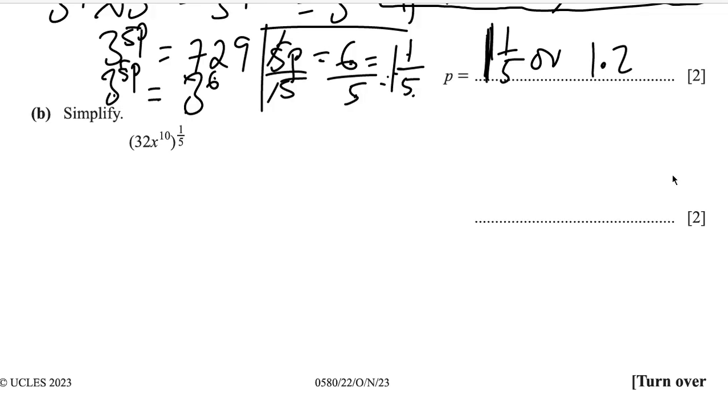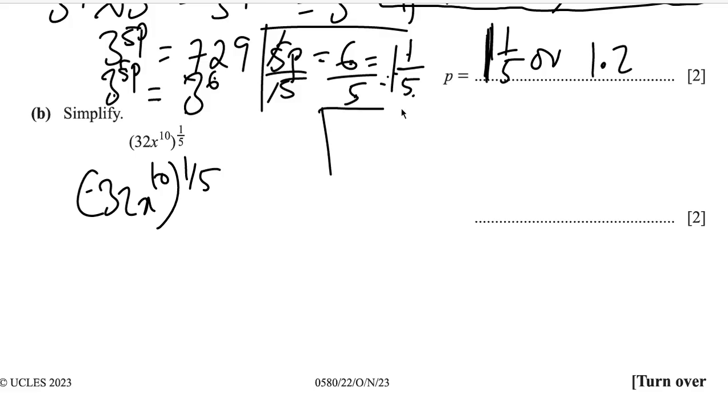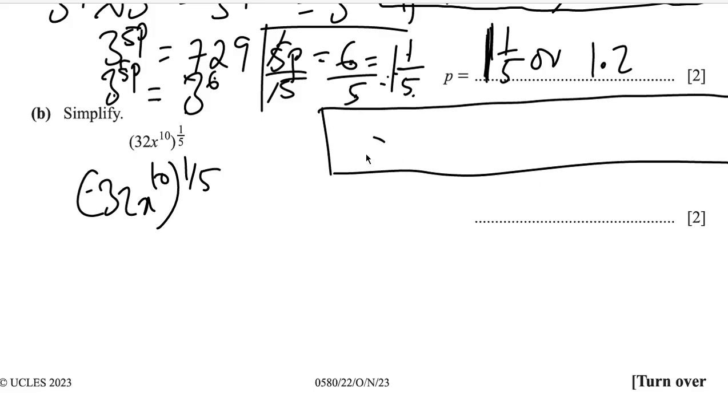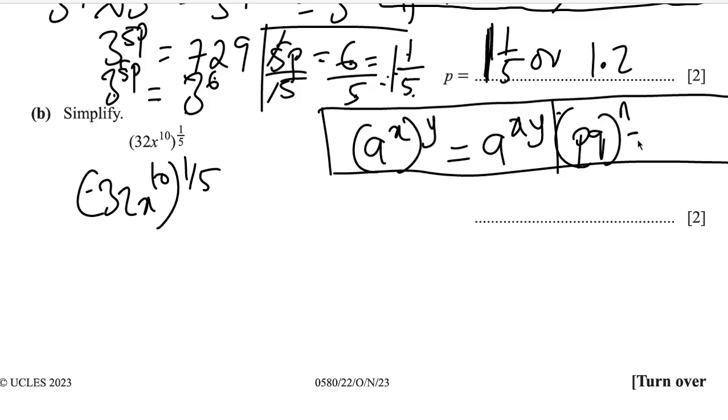B part says 32x to the 10 and then all raised to the power of 1 over 5. So what's that going to be? So you have 32x to the 10 then to the 1/5. So that leads me to this law. I hope you're jotting down. That says that a to the x to the y is equal to a to the xy, right? And also write this down. If we have 2 parts or maybe 3 parts, could be multiple parts, pq to the n, it's simply p to the n times q to the n.